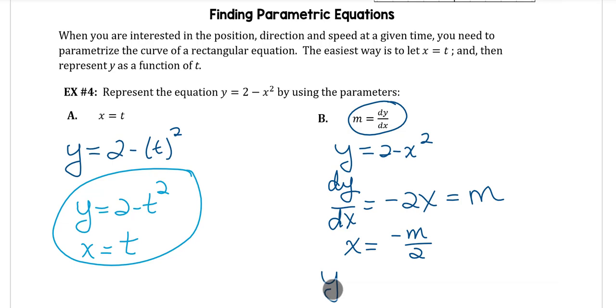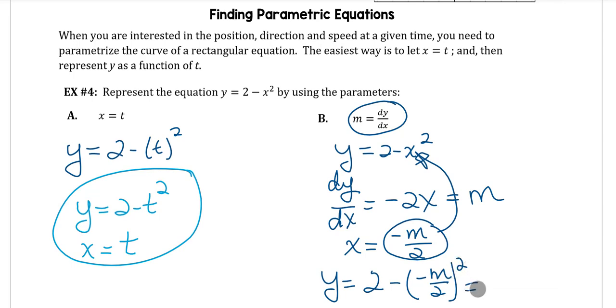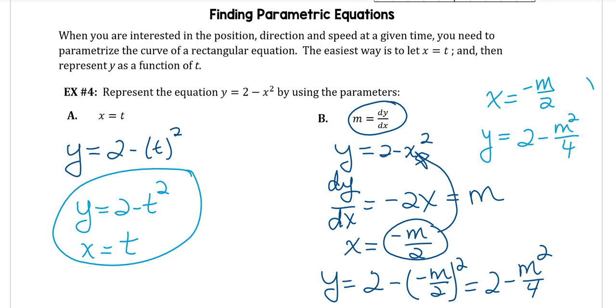And now y is going to be 2 minus, and now I'm going to take this parameterization and substitute it in for x, negative m over 2 squared. So I get 2 minus m squared over 4. So my answer for part B is going to be x equals negative m over 2, and y is going to equal 2 minus m squared over 4, because m is our parameter in part B.